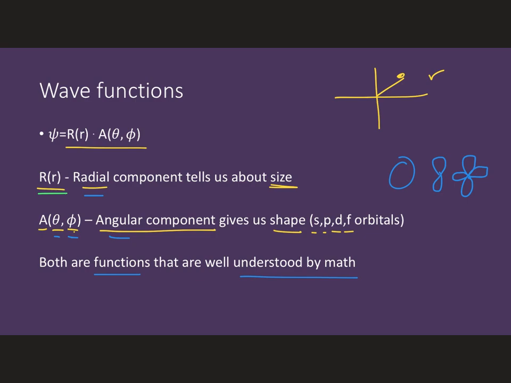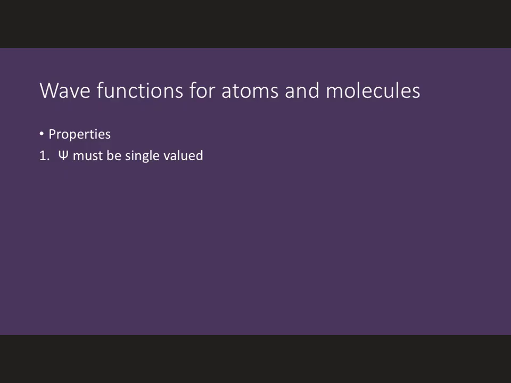We'll see a little bit of these forms a little bit later here, but we're not going to spend a whole lot of time dealing with the math. The big thing that we need to be able to do is look at them and say, okay, what does this tell us? What does it mean in three-dimensional space? Now, in general, wave functions for atoms or molecules do have some properties that we have to be aware of.